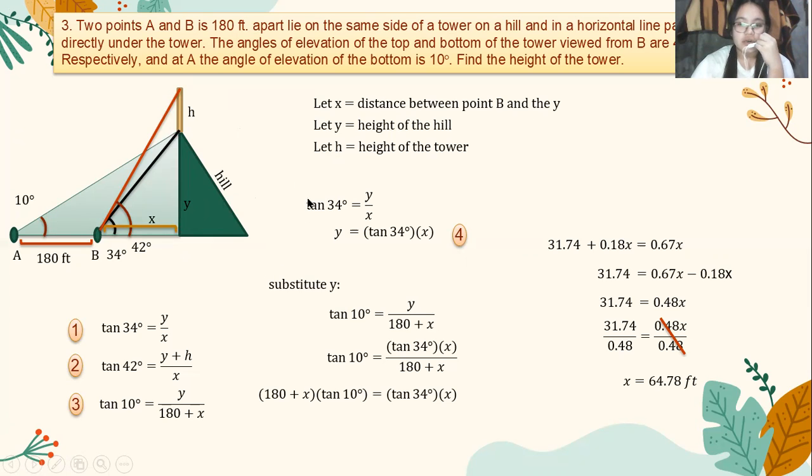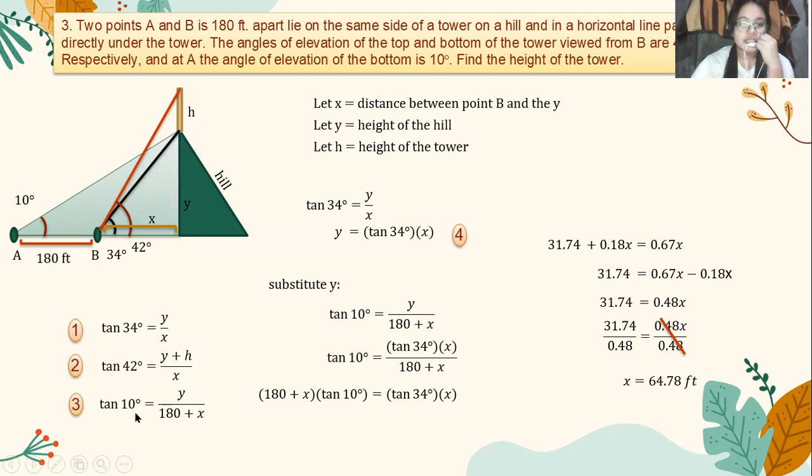First, let's create our equations. Tangent 34 degrees, which is the angle from the bottom of the tower to point B, equals y over x, the opposite over the adjacent, which is x. Then tangent 42 degrees, which is the angle from the top of the tower to point B, equals y plus h, the height of the tower, over x. This is your opposite, and your adjacent is x.